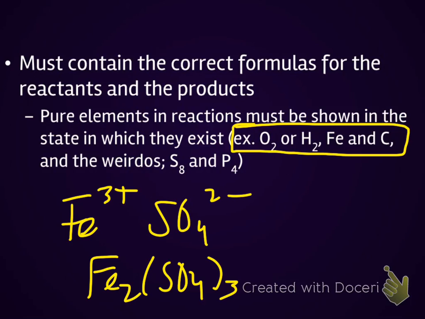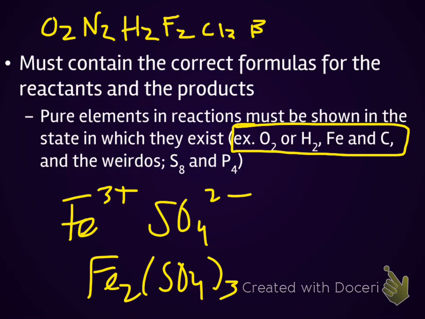So the heavenly 7 are, let's see if I can do this without looking, O2, N2, H2, F2, Cl2, Br2, I2. That's 7. Okay. And iodine is actually usually a liquid at room temperature, but we ignore it.